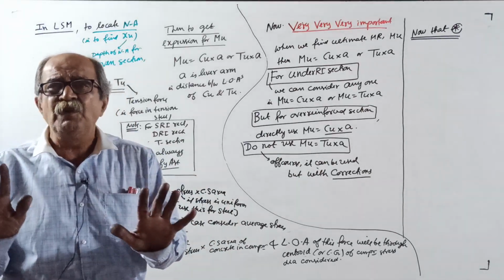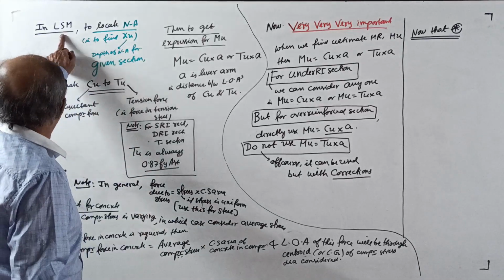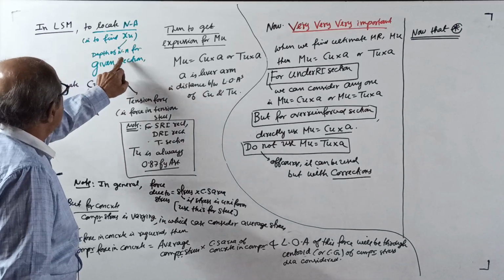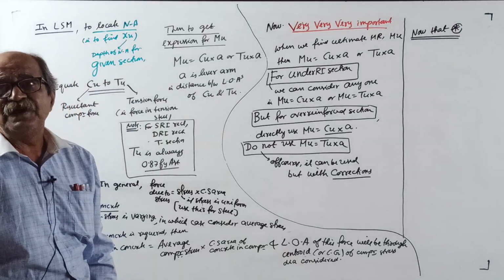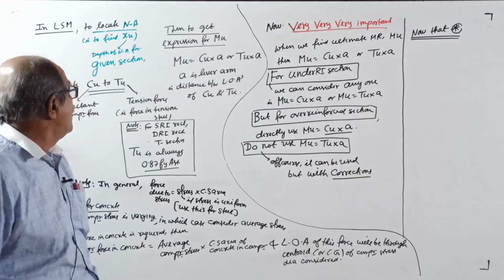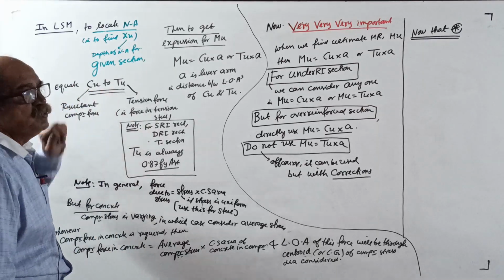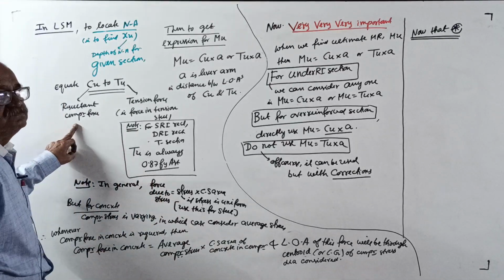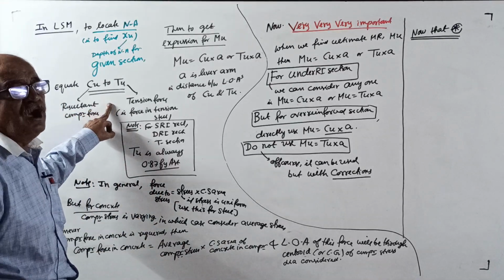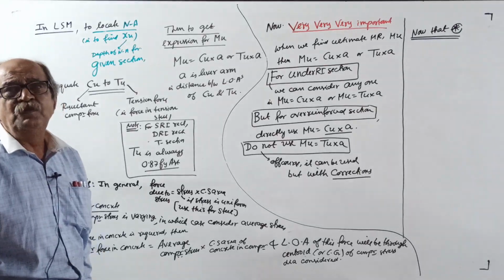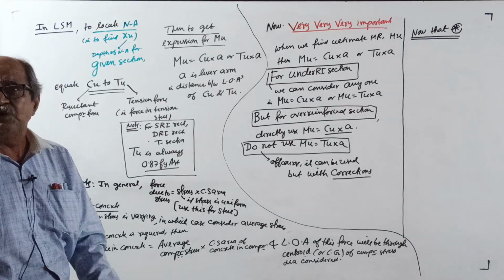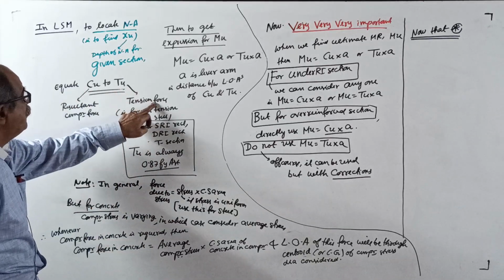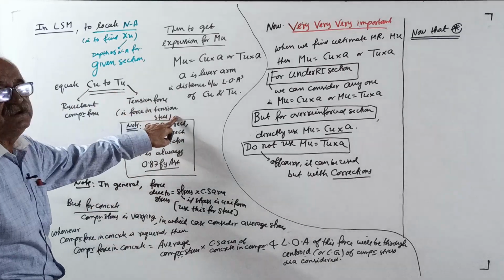Still, for the benefit of those who are serious, in the limit state method, to locate the neutral axis, that is to find XU, the depth of the neutral axis for the given section, that is the actual depth of the neutral axis, equate Cu to Tu. Cu is the resultant compression force. It need not be in concrete only. If a doubly reinforced section is there, it will be in concrete plus in ASC. So we simply call it the resultant compression force. Tu is the tension force, that is the force in the tension steel.